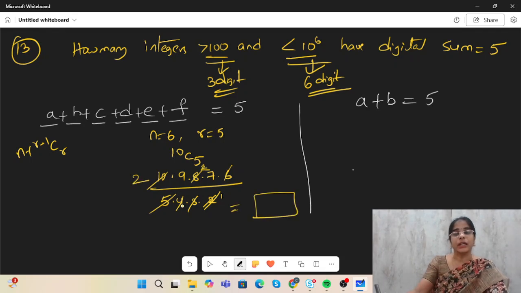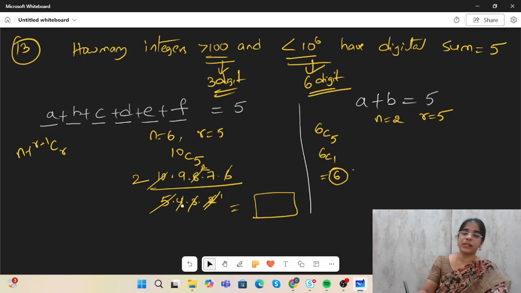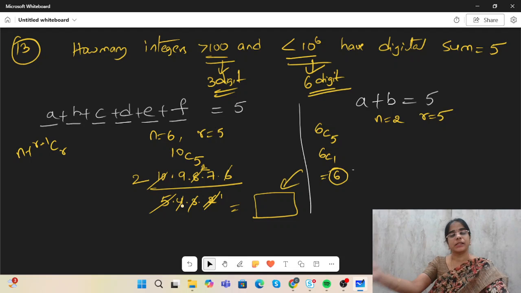You just do it. Now coming here, a plus b equal to 5. My n equal to 2, r equal to 5. Again, n plus r minus 1. 5 plus 2, that is 7. 7 minus 1, that is 6. So 6 C 5 is what my answer is, 6 C 5 or 6 C 1 only. You are just going to subtract. 6 C 1 is the same as writing 6, isn't it? Subtract 6 from the answer, whatever you got. Subtract 6 from that. That will be your final answer there, right?